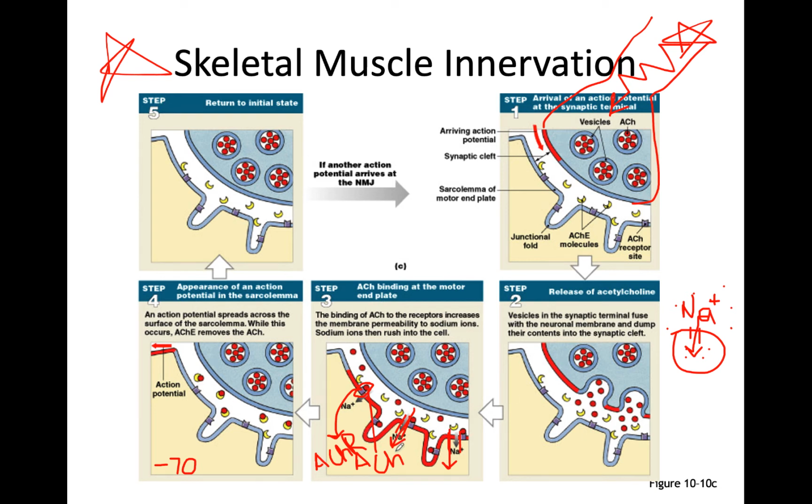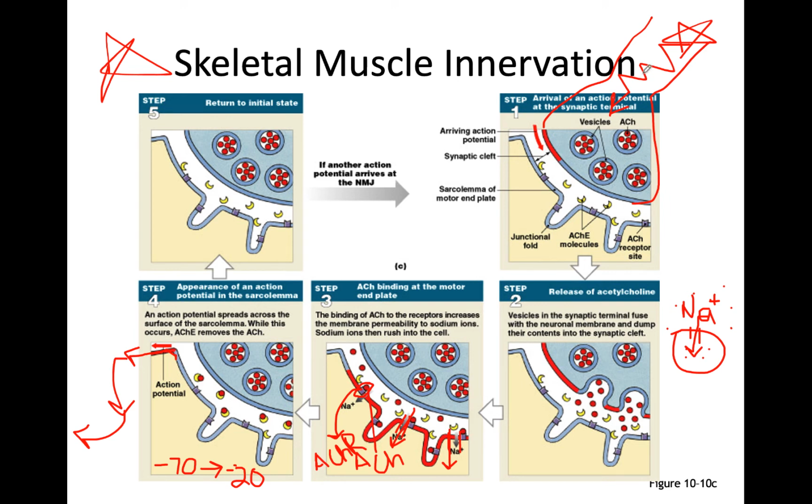When sodium enters, it causes the -70 millivolts to rise up to like -20. And that will send a voltage throughout the entire sarcolemma, down the T-tubules, to the cisternae, to release the calcium. This is how a voltage charge is transmitted from neuron to muscle.